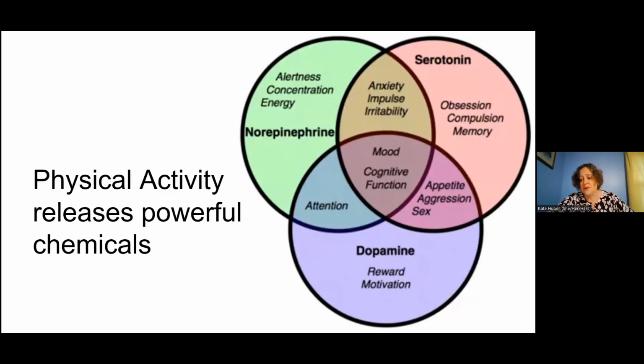So physical activity really releases very powerful chemicals. These are just three of them: dopamine, norepinephrine, and serotonin. You can see that they all do different things, but when combined, it really improves mood and cognitive function. So looking at some of the benefits of these chemicals, you can see how some of the different chemicals would improve concentration, for example, or they would make it so that there's fewer behavior problems, right?